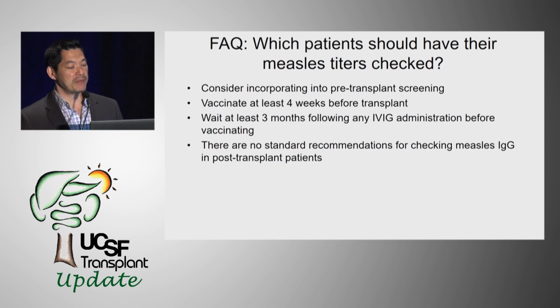Which patients should have their measles titers checked? Well, depending on how the epidemic goes, consider incorporating this into pre-transplant screening, vaccinating at least 4 weeks before transplant, and waiting at least 3 months following any IVIG administration, because if you give IVIG, it's going to decrease the efficacy of the vaccine pre-transplant. And then there are no standard recommendations for checking measles IgG in post-transplant patients.